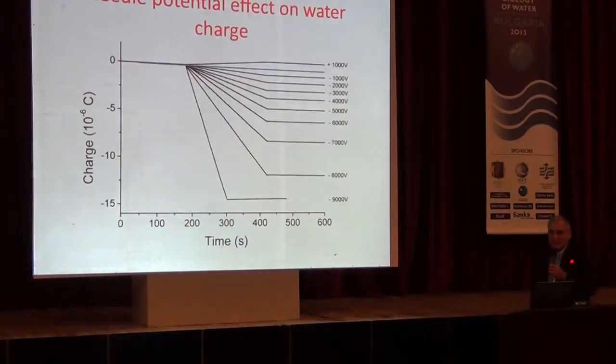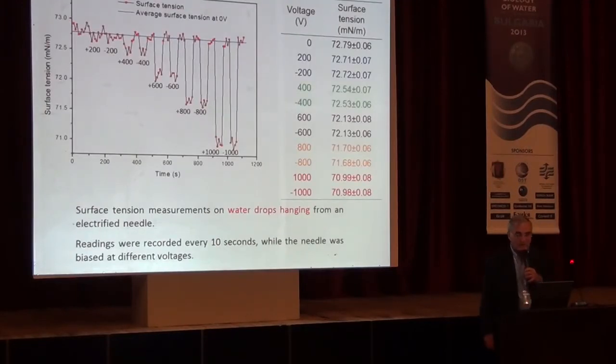And that plot sums up the effect of the potential on water charge. It shows mostly the negative region. The positive is essentially symmetric to this. You see that the effect increases very much as the potential increases. And that's the lower voltage region, seen in more detail.